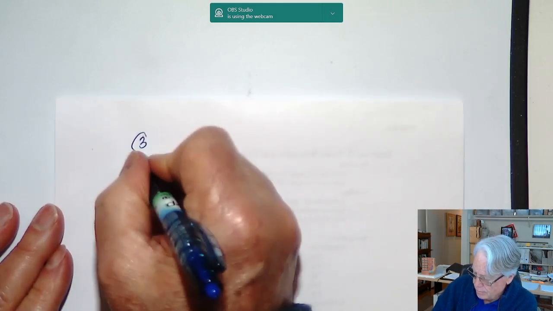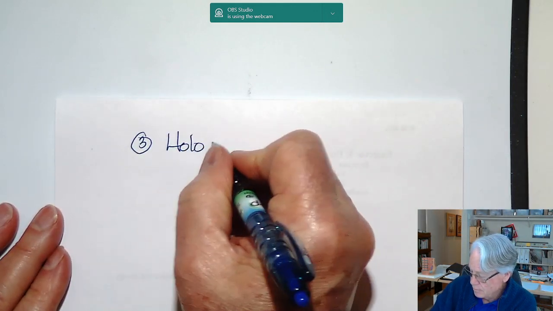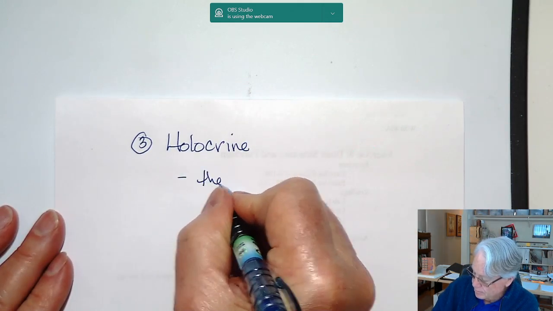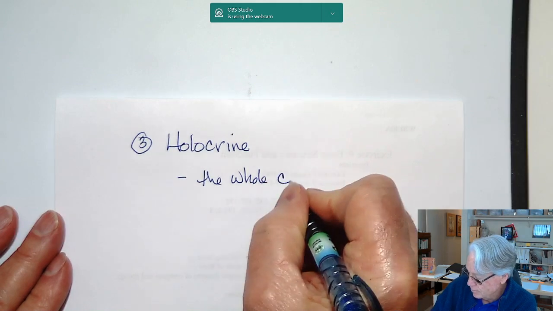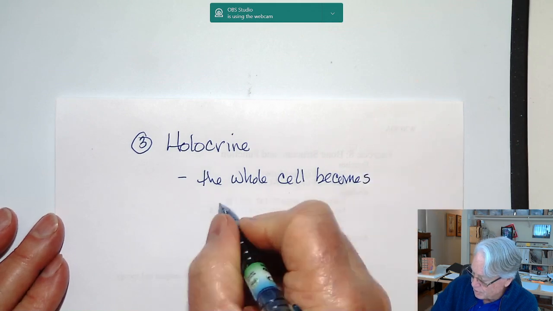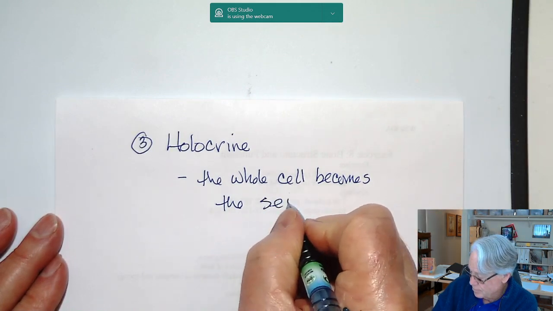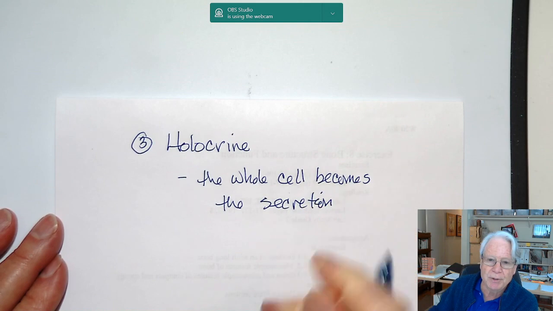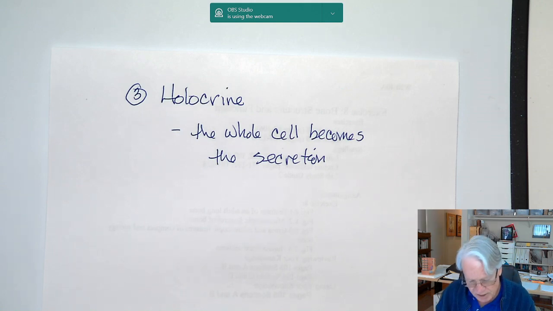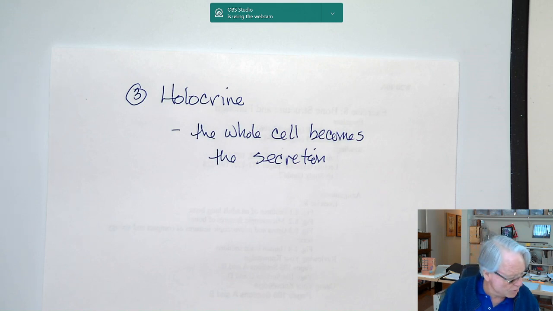And the third category is holocrine. And this is where the whole cell becomes the secretion. So the cell produces something within it, it collects it, it concentrates it, and then the entire cell is sloughed off and becomes the product. All right. So let me show you some examples.